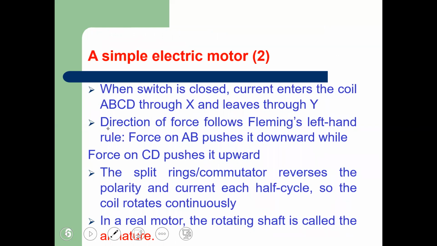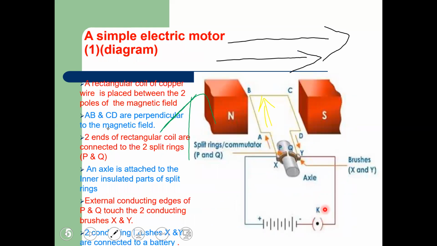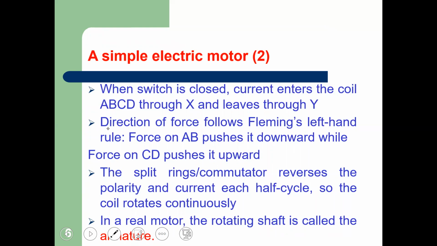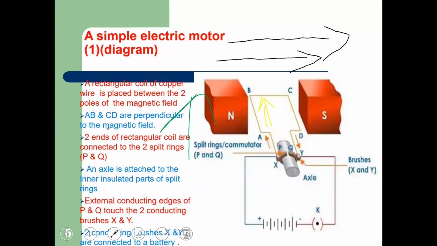So when the switch is closed, current enters the coil. There is a switch K here. When it's closed, that is when current flows. When it's opened, there is no activity. So when the switch is closed, current enters the coil ABCD through X and leaves through Y. It enters through X and leaves through Y.